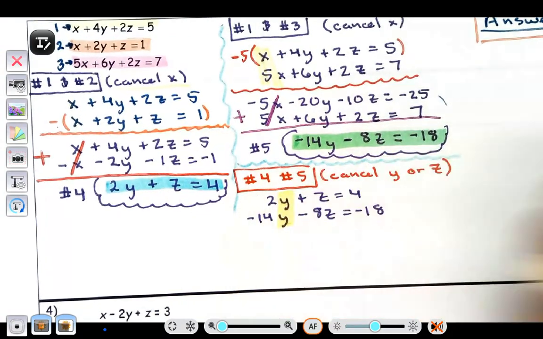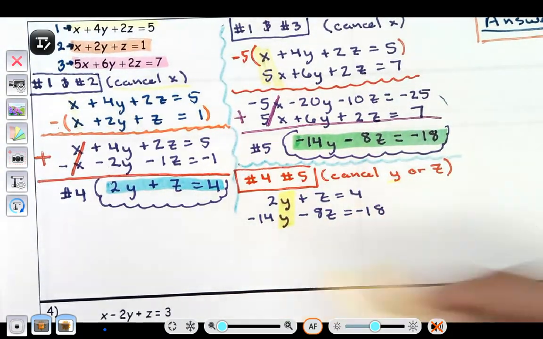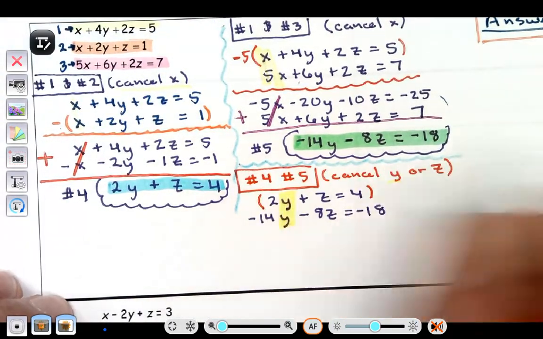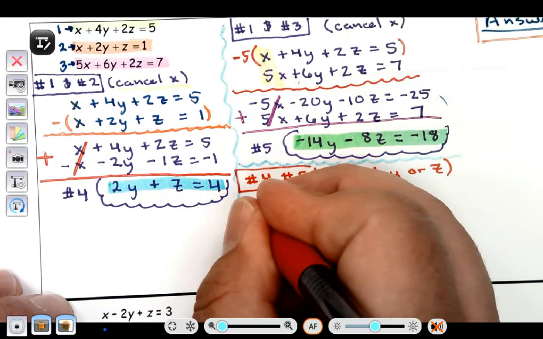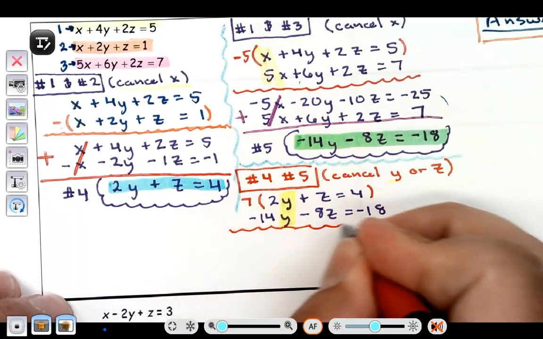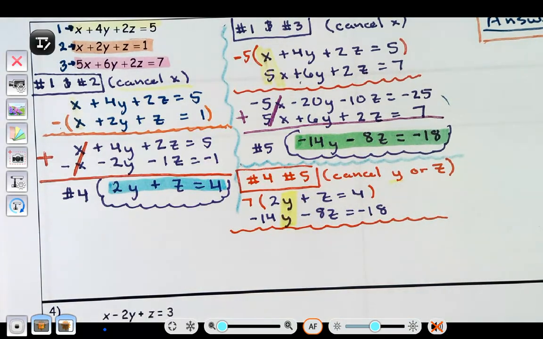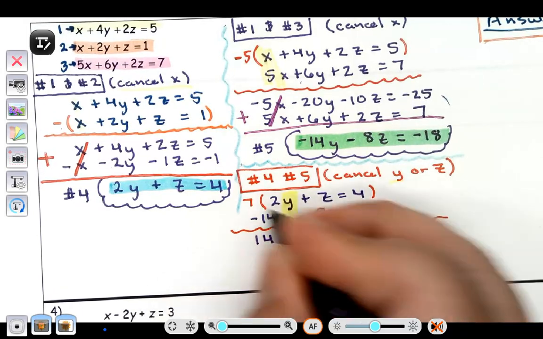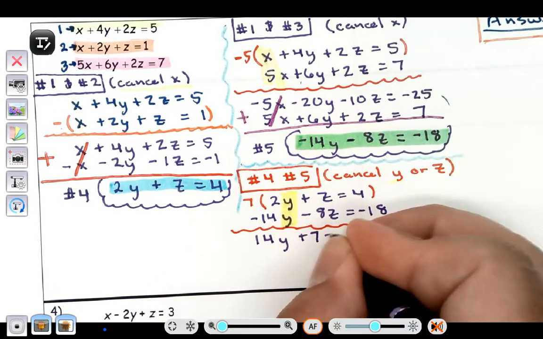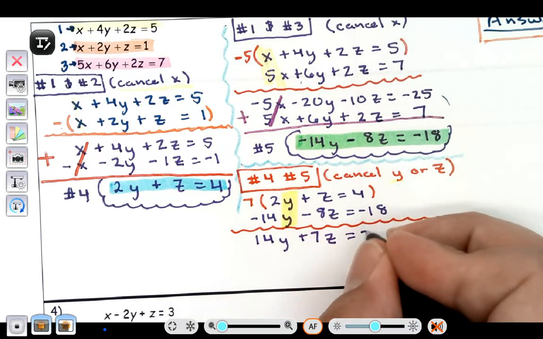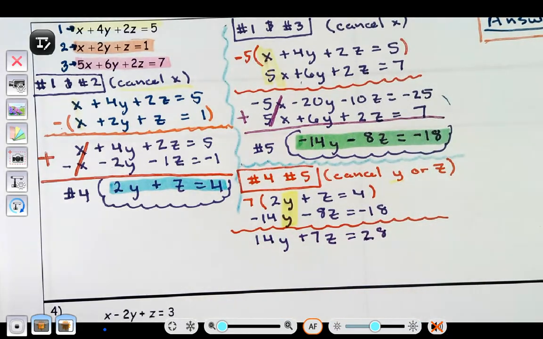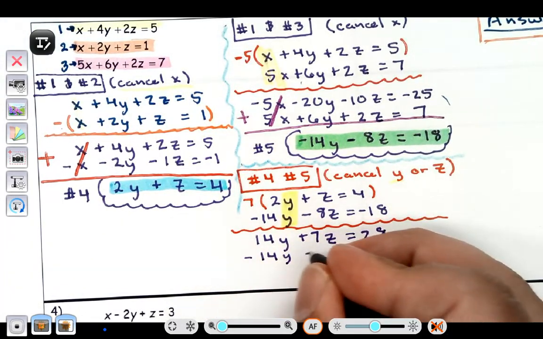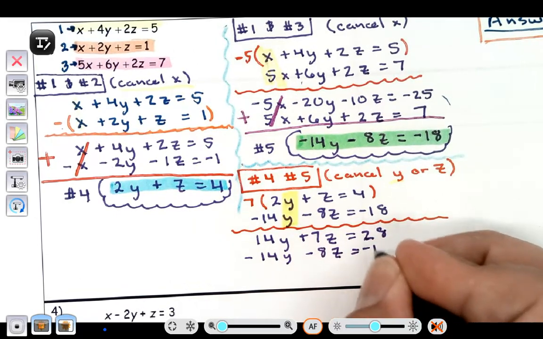But if I chose the y to cancel out, because it could be the x or the y, but I'm choosing the y for this one, then all I have to do is multiply that top line by 7, we said. And then we write it out again. I know, low on space, everybody. Low on space here. 7 times 2 is 14. 7 times 1z is 7z. 7 times 4 is 28. And then the bottom one, I just copy it down. Just make sure you don't leave anything out. So minus 8z is equal to negative 18.